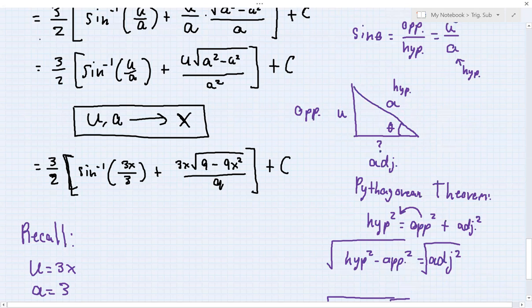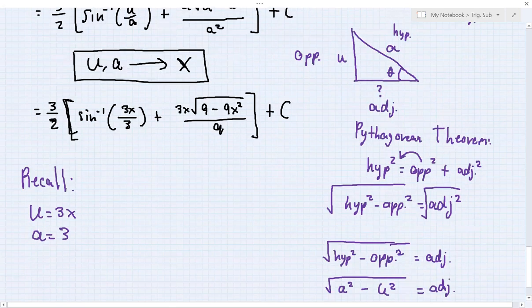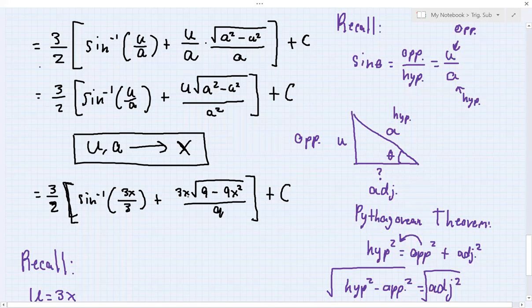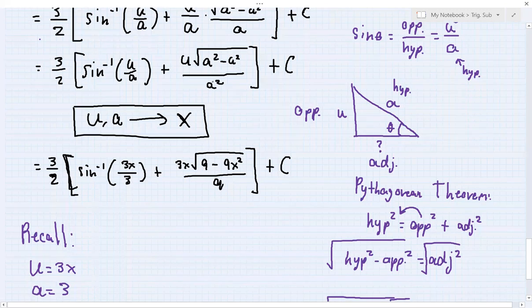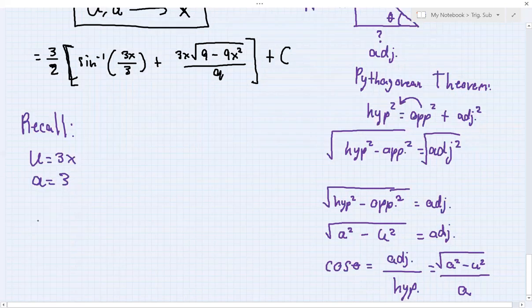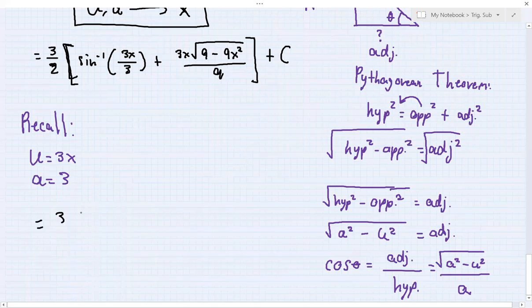Paano nakuha tong si 3x over 3? Kasi since kanina nakalagay rito arcsine of U over A. So meaning, arcsine of, since yung U mo ay 3x, so magiging 3x, and since yung A mo magiging 3, so magiging 3x over 3. Dito naman, si U ay 3x times, anong square ng A? Meaning, ano yung square ng 3 mo? So magiging 9. Minus square yung magiging U mo, so magiging 9x squared, all over A squared. So ano yung square ng 3 mo? So magiging 9.